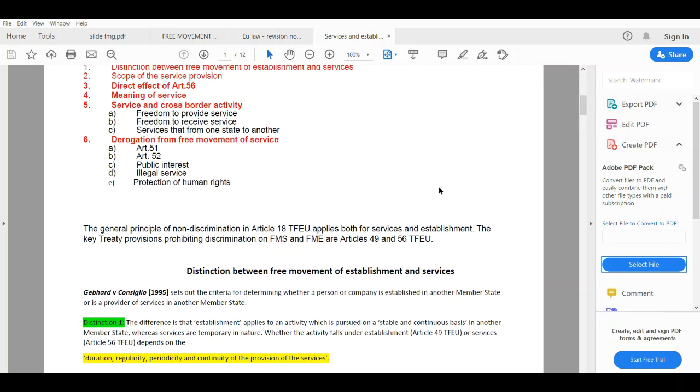Another key difference between services and establishment lies in the extent to which member states are allowed to impose their own rules on non-nationals. The court has held that in the case of establishment, the host state can require compliance with its own rules governing the activity concerned, subject to the principle of proportionality. On the other hand, the host state's rules should not be applied to the same extent to a person providing services on a temporary basis.